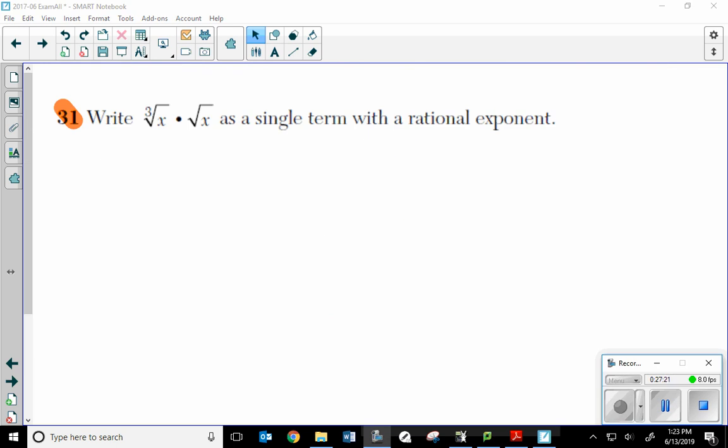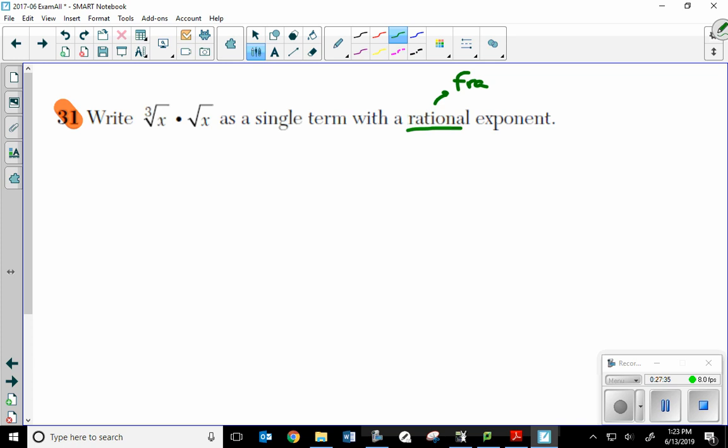Oh my God, is this a third grade test? I mean, how easy is this thing? Write the cubed root of x times the square root of x as a single term with a rational exponent. Rational just means fraction, people. So they want you to take this expression and write it as a single term, just one term, that has an exponent that happens to be a fraction.